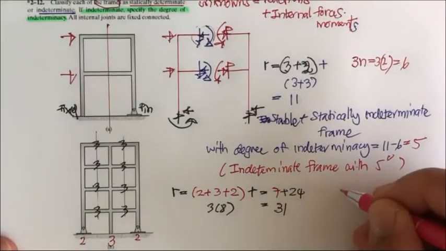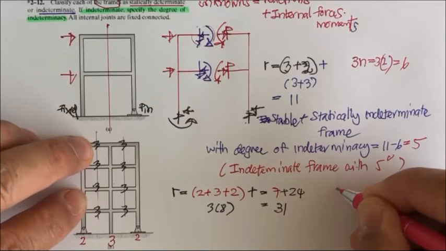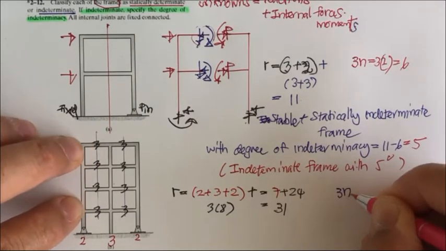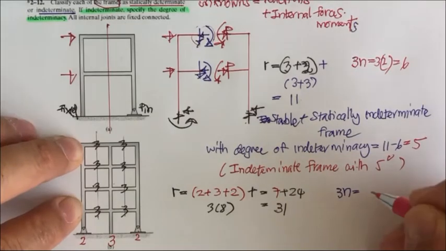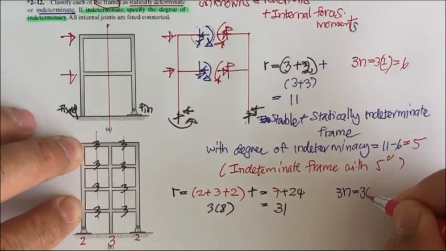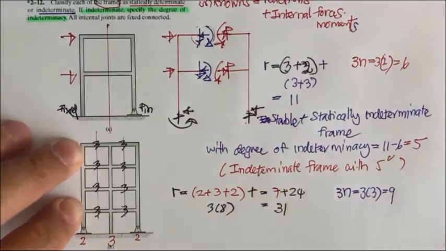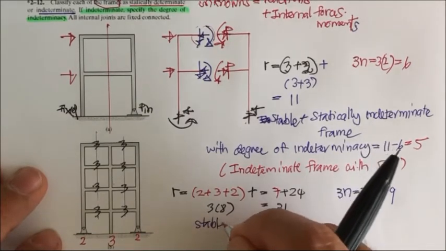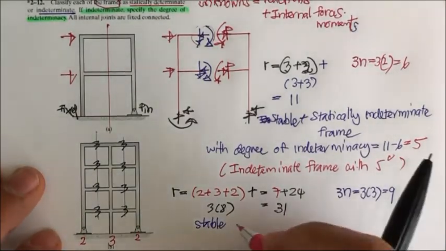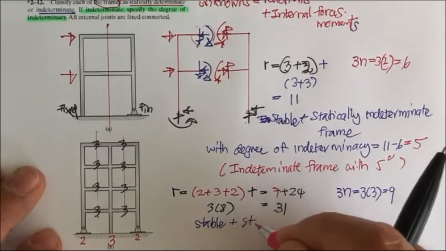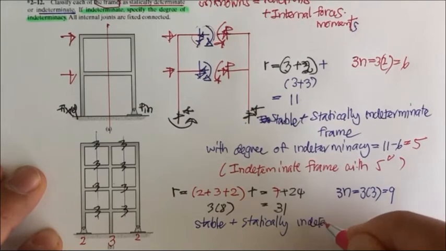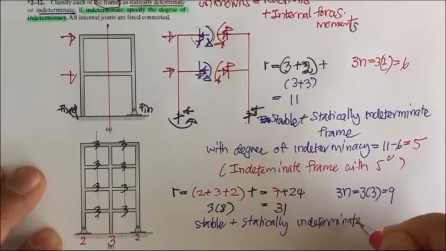And the structure, each portion of the free body diagram is going to have 3 equations of equilibrium. So the total equations of equilibrium will be 3 times 3, which is 9. Okay, for this structure to be stable, it is stable with a statically indeterminate frame.